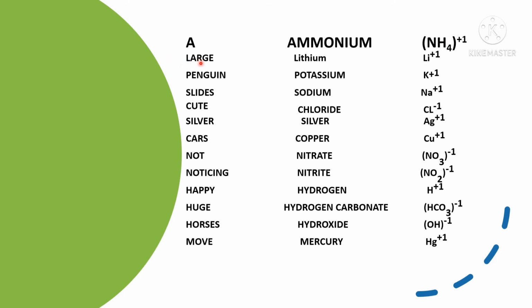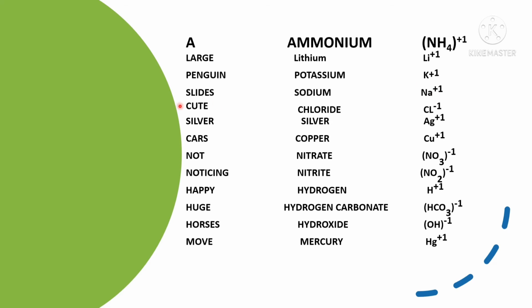Large. The word large begins with L, so the element representing it is lithium, whose symbol is Li plus 1. Penguin. It begins with the letter P, so the element representing it is potassium, and the symbol for which is K plus 1. The next word is slides. It begins with the letter S, so the element representing it also begins with S, and that is sodium, and the symbol for which is Na plus 1.